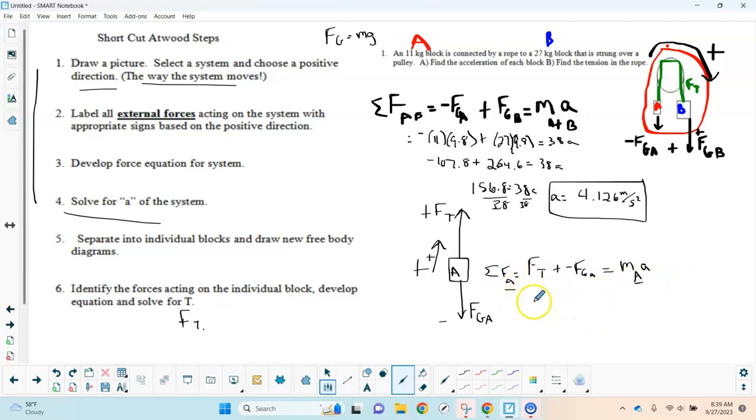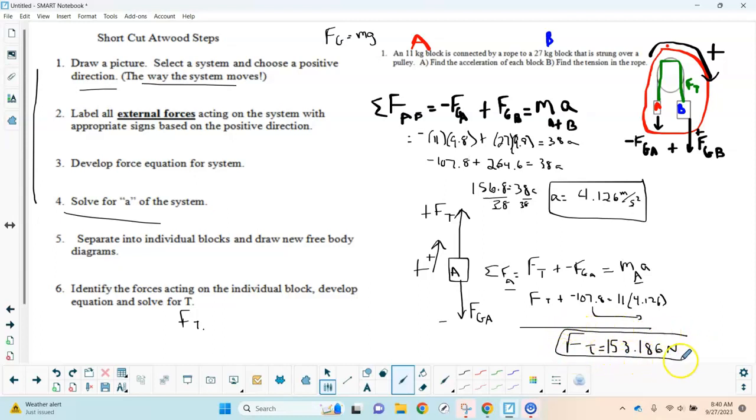Okay. Again, we're just going to do the work. So Ft here, we already know the gravity of A. We did that. We don't have to do it again. That's negative 108, or negative 107.8. And then you set that equal to the mass, which is 11 times A, which is 4.126. You're going to solve for Ft by adding 107.8 to that side, and you would get Ft is equal to, I got 153.186. It's a force, so it's newtons. So that is the tension.